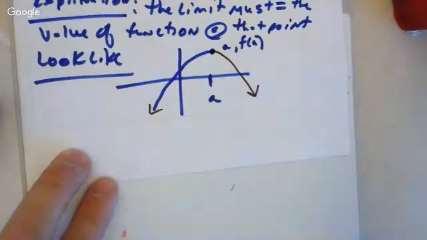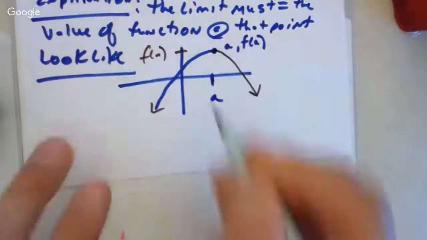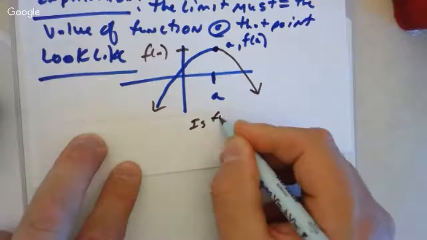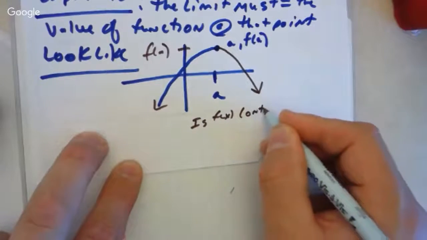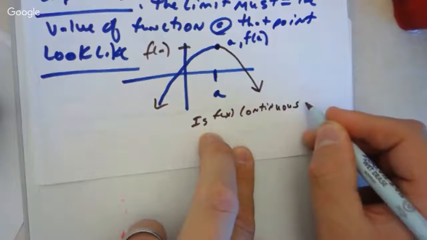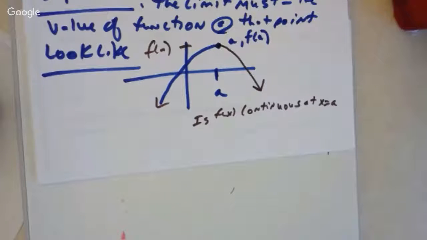Now, do we know what f of A is? No, we don't. Does it make any difference? No, it doesn't. Does it need to be positive or negative? Makes no difference. So let me ask the question. Is f of x continuous? We just defined what continuous at a number means, at x equals A. Talk to the person sitting next to you real quick. You should be looking for three things.